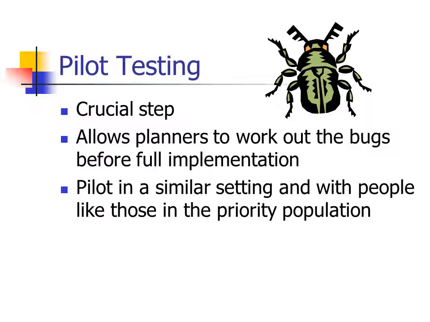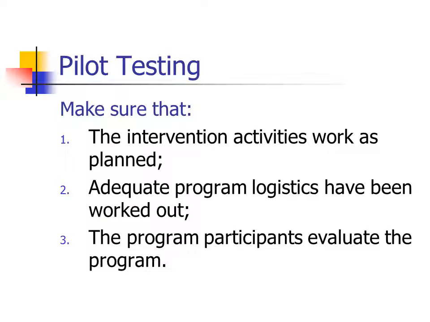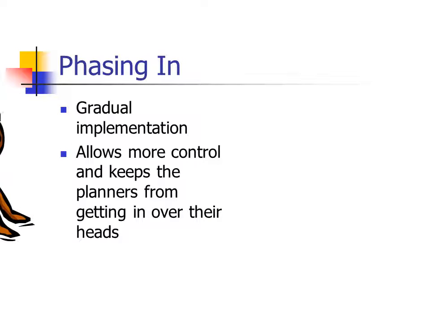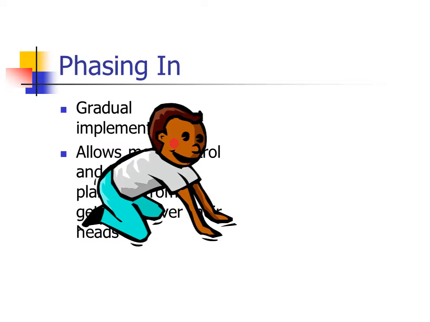It's used to work out the bugs before you go to phasing in or full implementation, and you should do it in a similar setting and with people that are going to be like those that are in your priority population. So you want to make sure, through pilot testing, that all of the intervention activities work as planned, that the program logistics have been worked out, and it gives program planners an opportunity to evaluate the program before it's actually implemented.